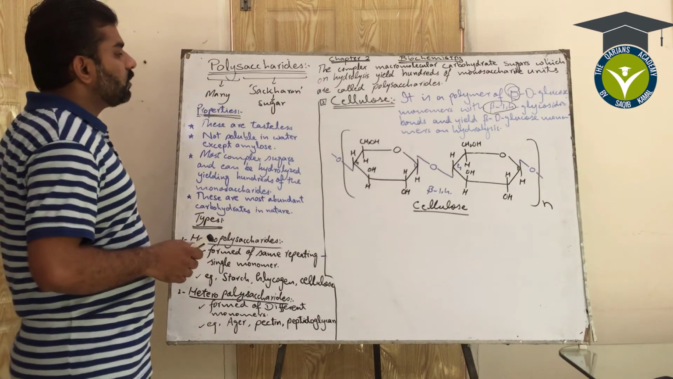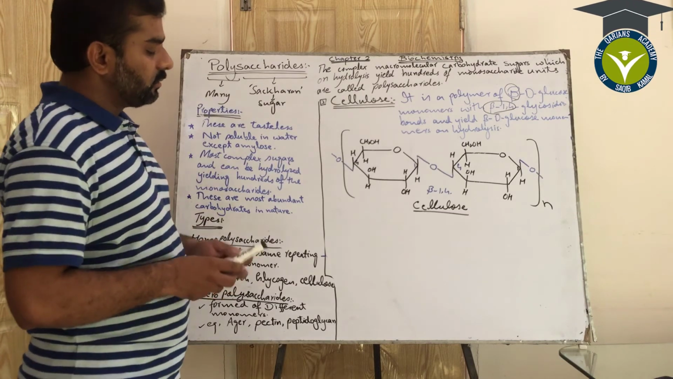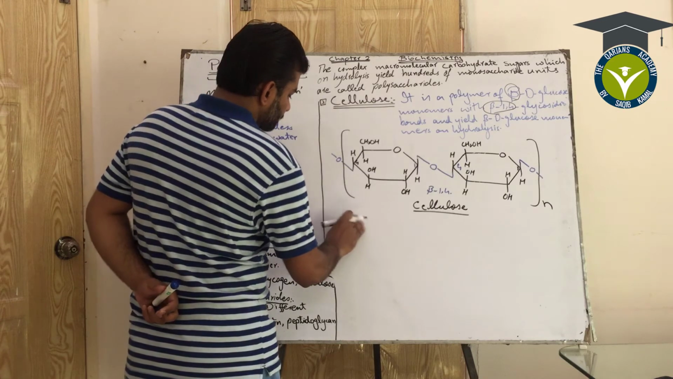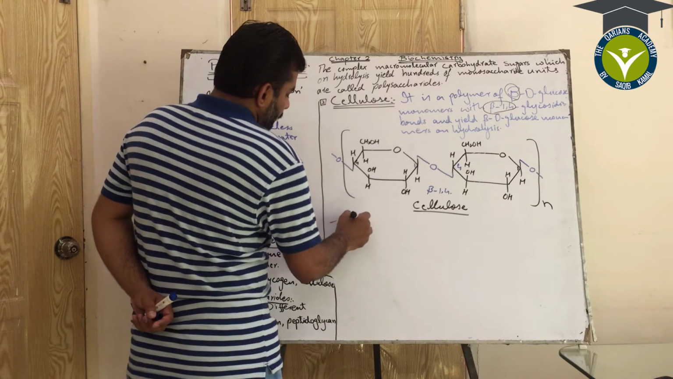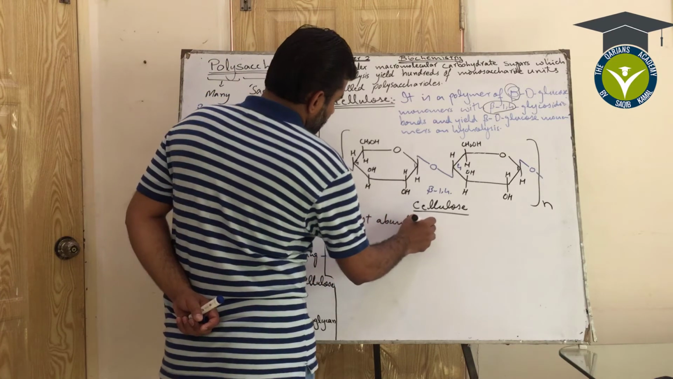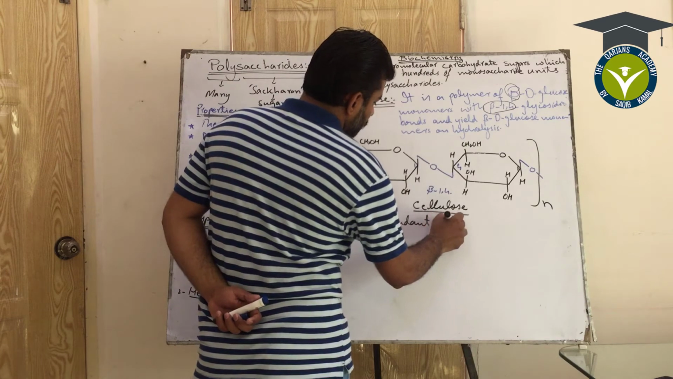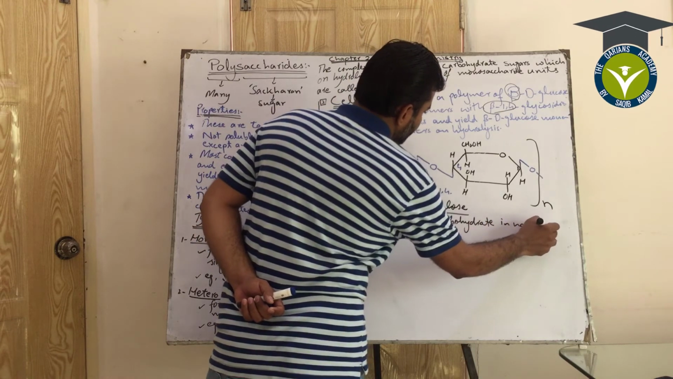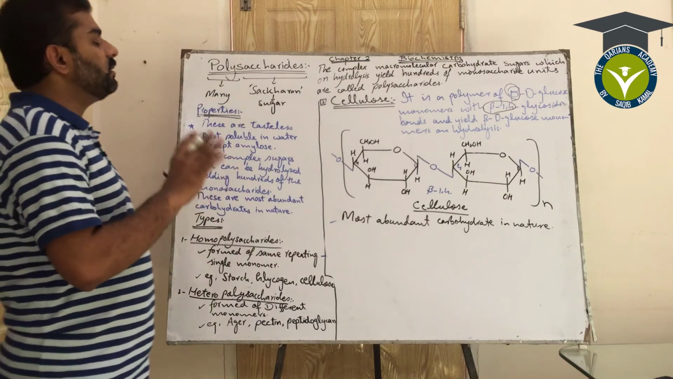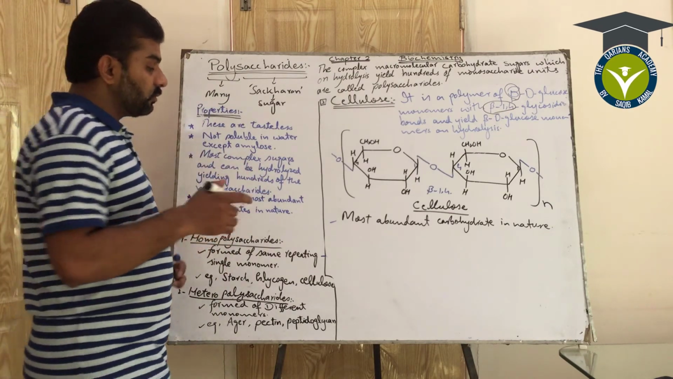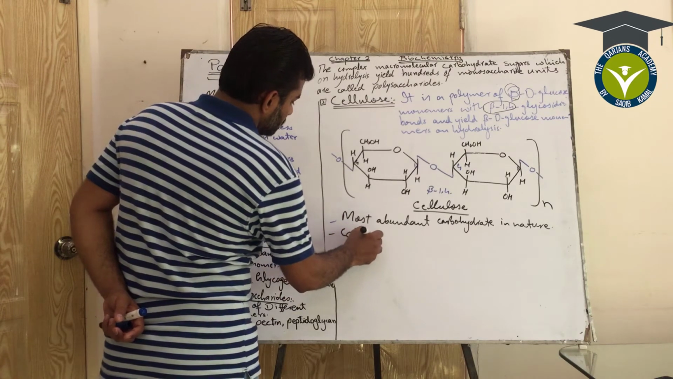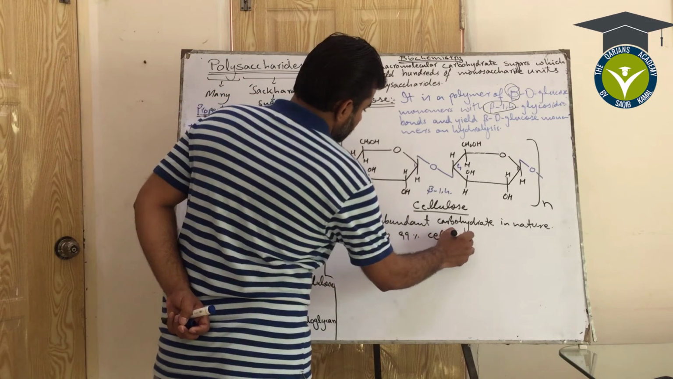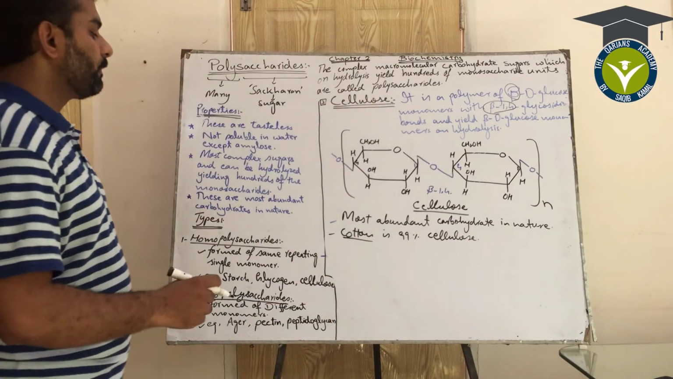Some properties of cellulose: cellulose is the most purified form, it is the most abundant carbohydrate, meaning polysaccharide, in nature. The most abundant polysaccharide, the carbohydrate found in nature, is cellulose. Cotton is 99.9% cellulose, and fiber for cloth is made from it, cotton.